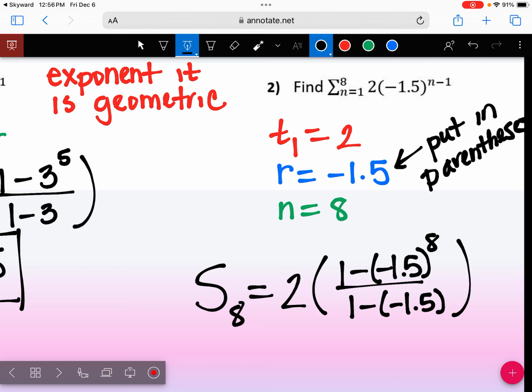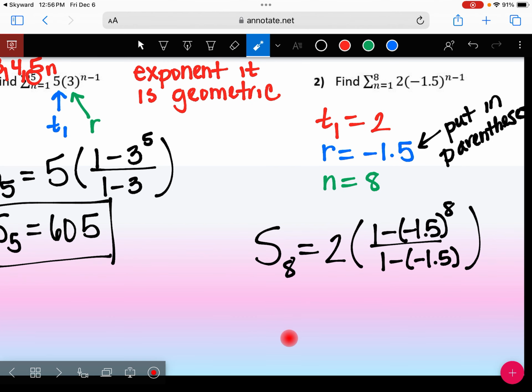The reason why we have to put it in parentheses is because without it, the calculator is not going to include that negative when it raises it to the power of 8. Remember, anytime you have a number raised to a power, if it's negative, you have to include parentheses. And when you type that in your calculator, we'll just round it to the 10th place.